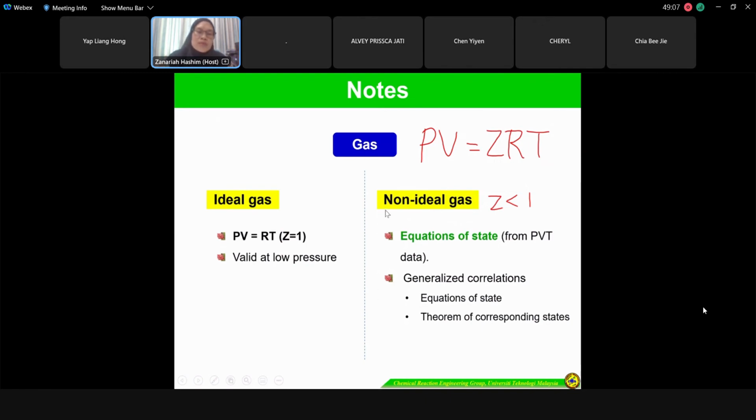So for the non-ideal gas, you have this value Z. The Z value is less than 1, from 0 until 0.9999 something. If it is 1, it has become an ideal gas. In this case, we can use the equations of state, which are developed from the PVT data. Remember last Sunday I showed you the PVT graph. You can see the line, and the line can actually be represented by the equations of state.